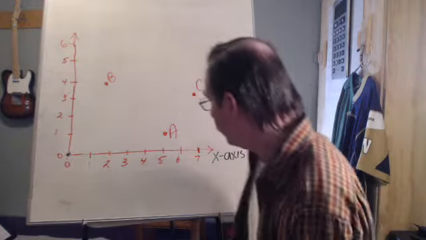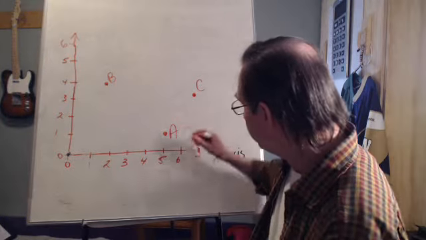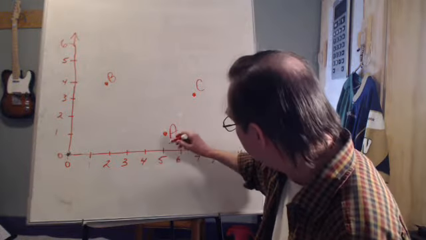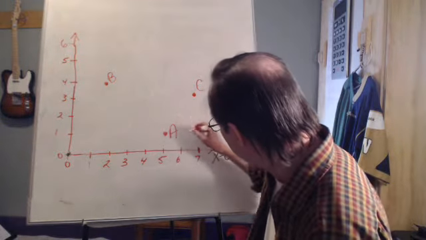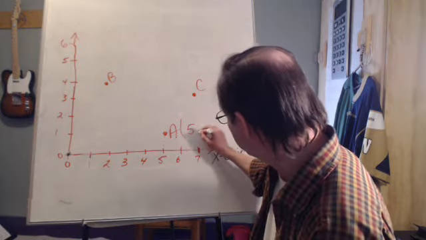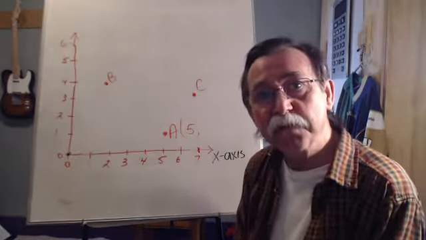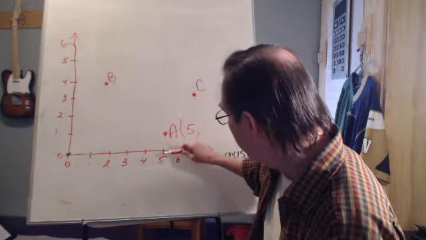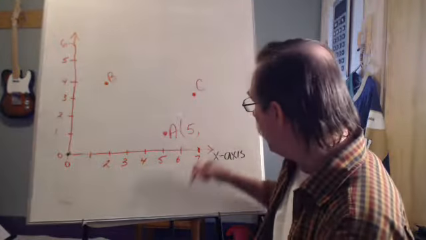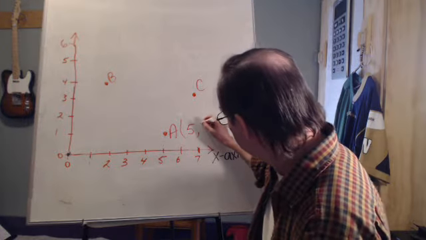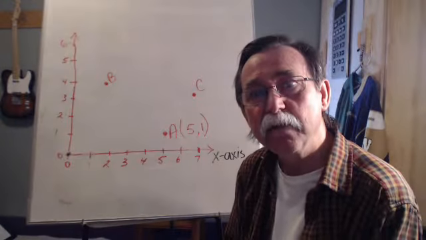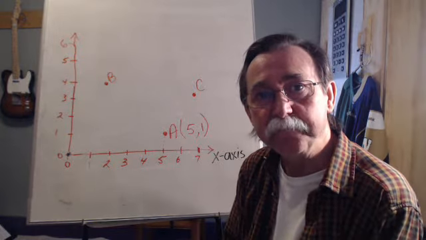Just pause the video or continue listening, whatever you think is best, and we'll talk about the answers in a minute, okay? So the point A, how did we get the point A? Well, we went across first. We got to the number 5. So that must mean that the number 5 comes first. Then there's a comma. And how far up did we go? Oh, we only went up 1. So the next number is 1. The point A is at 5, 1.